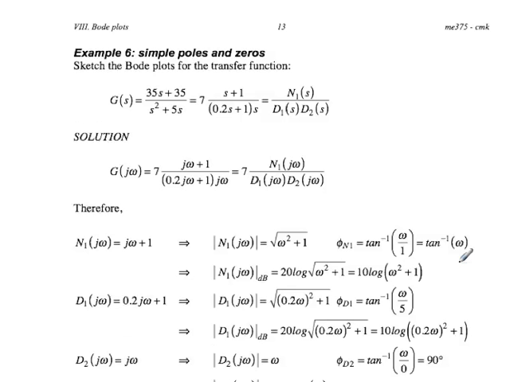In example 6, we have a transfer function, which is made up of a linear function of s in the numerator and a quadratic function in s in the denominator. What we want to do is come up with our straight line approximations for the magnitude and phase plots that go with our Bode diagrams.